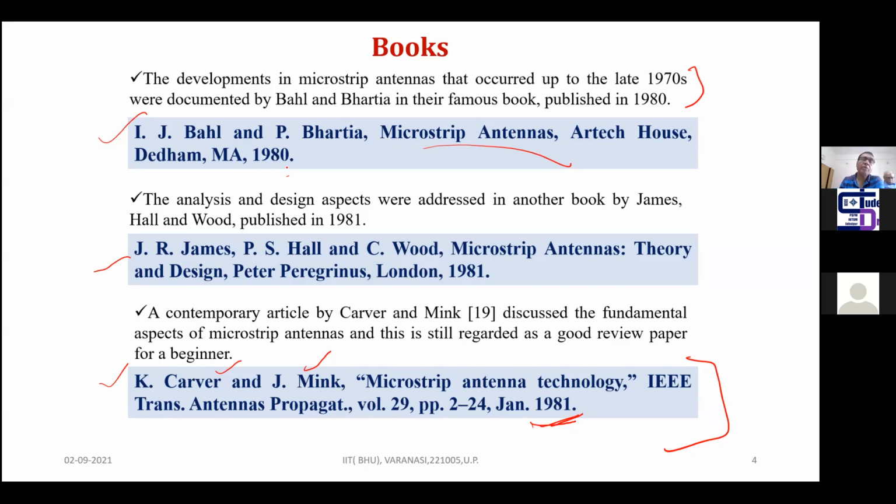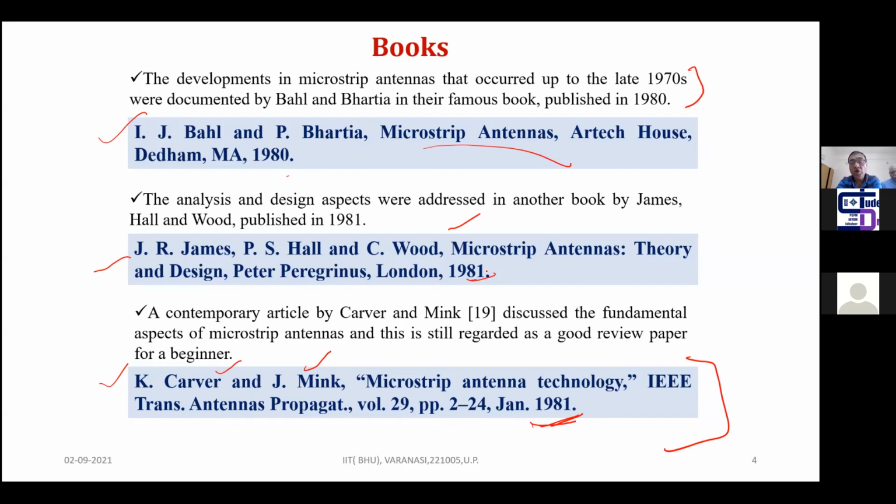Now the second book, James and Hall, is published in a similar year, the same 81. There you will find the analysis and design aspects of microstrip antennas. Whatever is written in Bahl and Bhartia, you will find in detail. But the Carver and Mink article, Microstrip Antenna Technology, is a 23-page paper where you will find the entire analysis of a patch antenna, which is given in the Bahl and Bhartia as well as the James and Hall book.